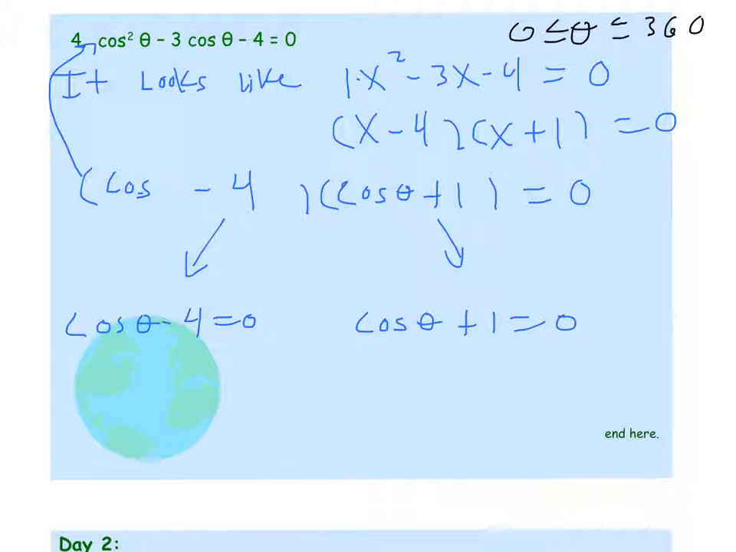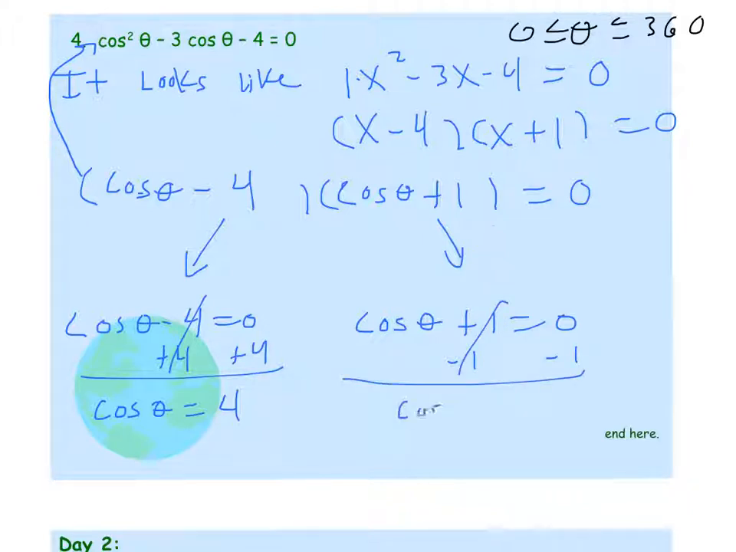And now we can continue to solve each of these, to the point that I could take the inverse. Cosine of theta equals 4. 4 is not a cosine value you'll find on the unit circle. As a matter of fact, it doesn't look like a cosine value we've ever seen before. It's larger than 1, so when you take the inverse, you will get an error. So from that factor, we don't get any solutions.